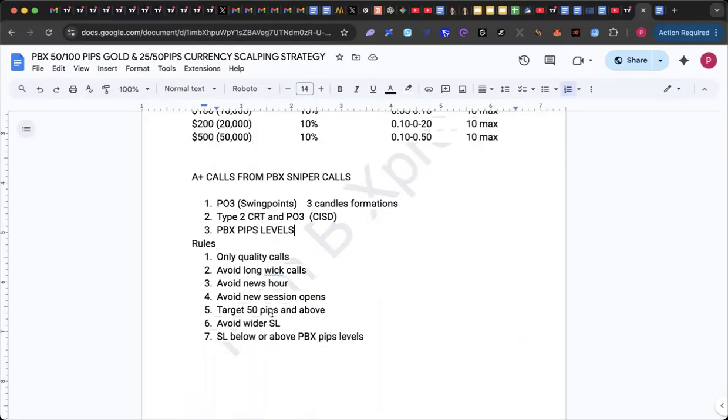Target 50 pips and above. But sometimes if the market is favorable, maybe you can target 100. But if you know what you are doing, target 50 pips and then avoid wider stop loss. So don't always go into that. Then stop loss should always be placed above or below the PBS pips level. Now let's open the chart and I'll show you all of this thing I just mentioned.